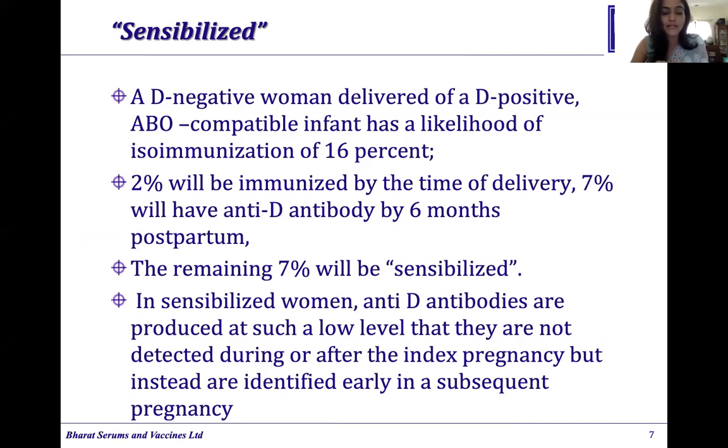We just saw that 2% are immunized at the time of delivery, 7% as late as 6 months postpartum. We spoke about it a while back. And the remaining 7% will be sensitized. What it means is that the anti-D antibodies are not detectable. They are too low to be detected during or after the index pregnancy, but they are identified very, very easily early in a subsequent pregnancy.